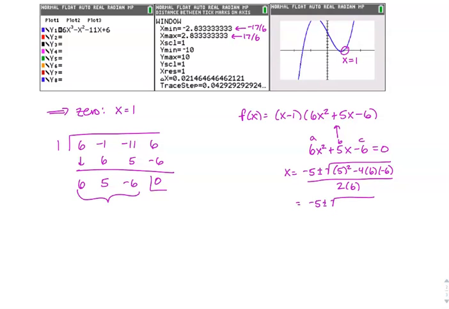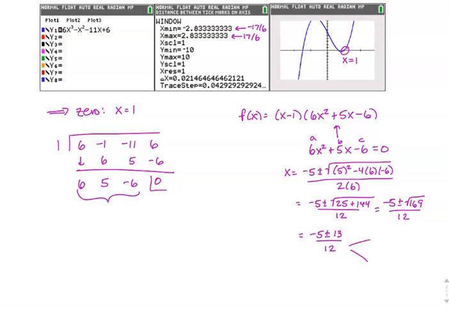So underneath our radical, 5 squared is 25 minus a negative, so it's going to be plus 4 times 6 is 144 all over 12. So we can simplify under the radical further. If we add 25 and 144, we have 169, still all over 12. It turns out the square root of 169, that's a perfect square. 13 times 13 is 169. So the square root of 169 is 13 all over 12.